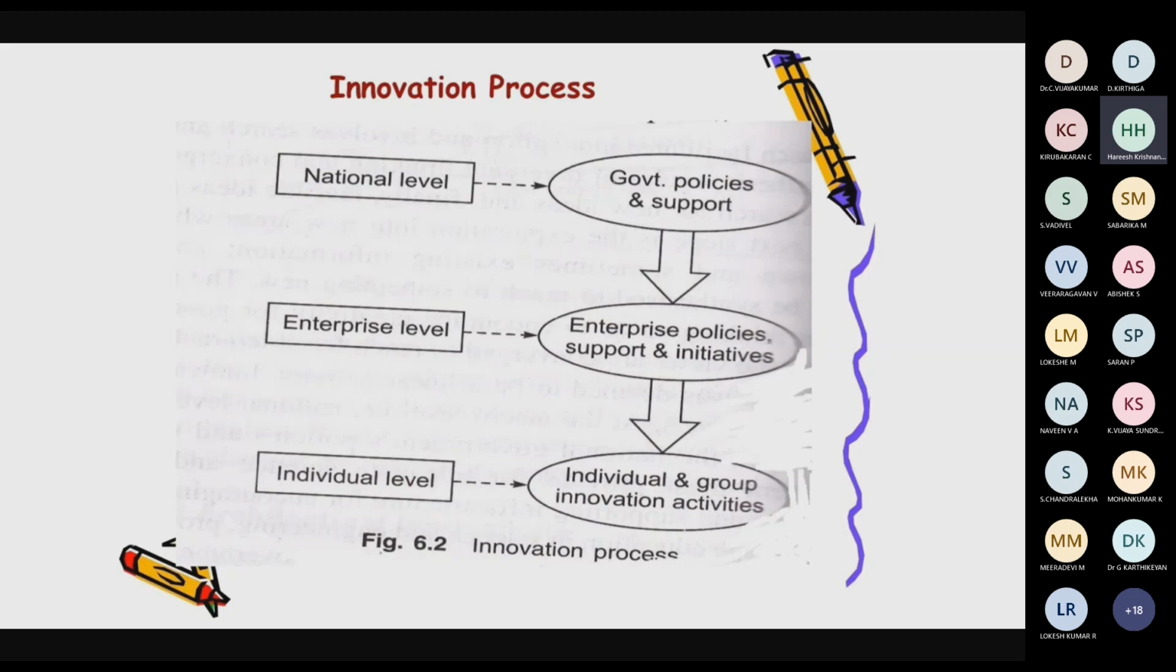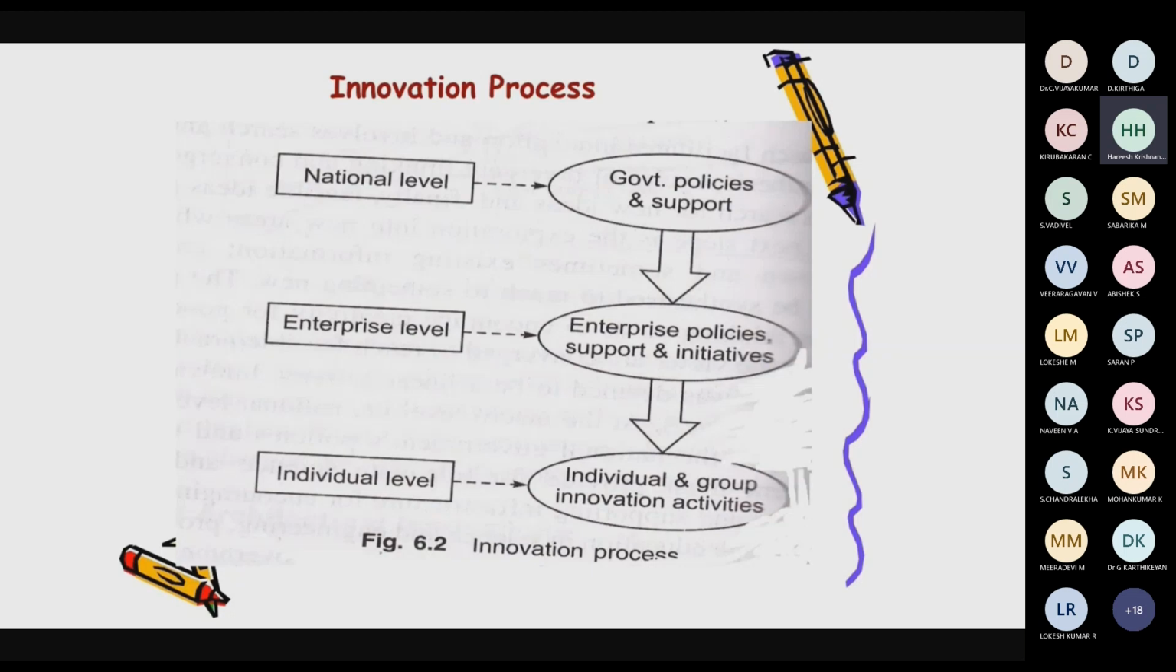What are the innovation findings? We already have some ideas, or something newly happened, and we can use that idea for the solution of those problems. And the invention process needs support at three levels. The three levels are the national level, the enterprise level, and the individual level.